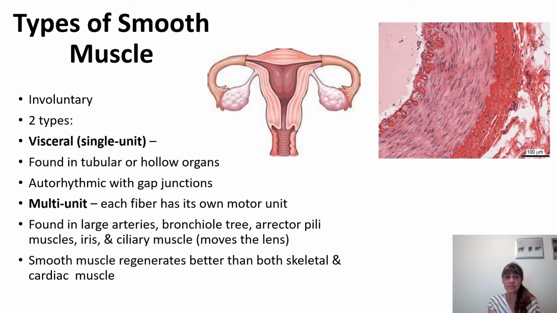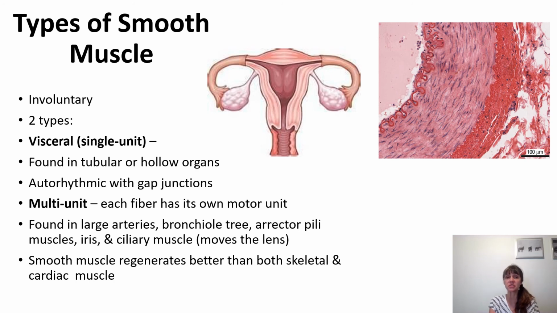Again, on this slide, we see smooth muscle is involuntary. There are 2 types, visceral single unit or multi-unit. Visceral single unit is the type of smooth muscle found in tubular or hollow organs like the uterus, the urinary bladder, the stomach, the intestines. It is autorhythmic and has gap junctions.